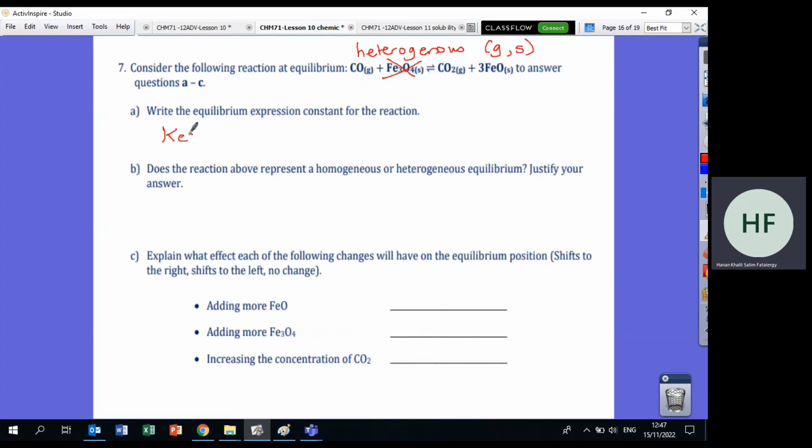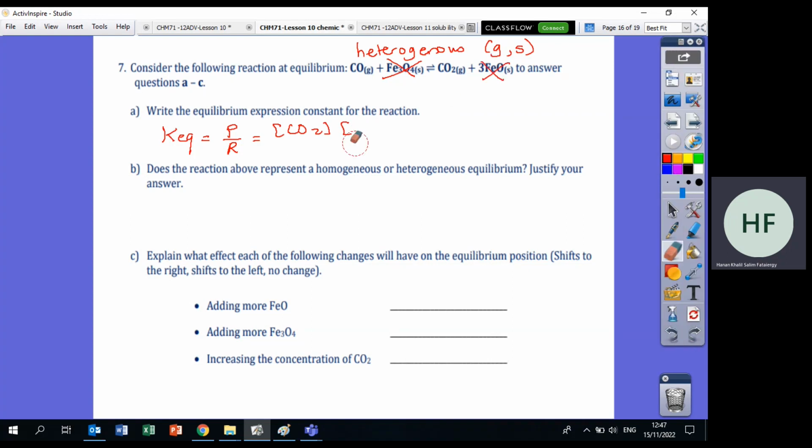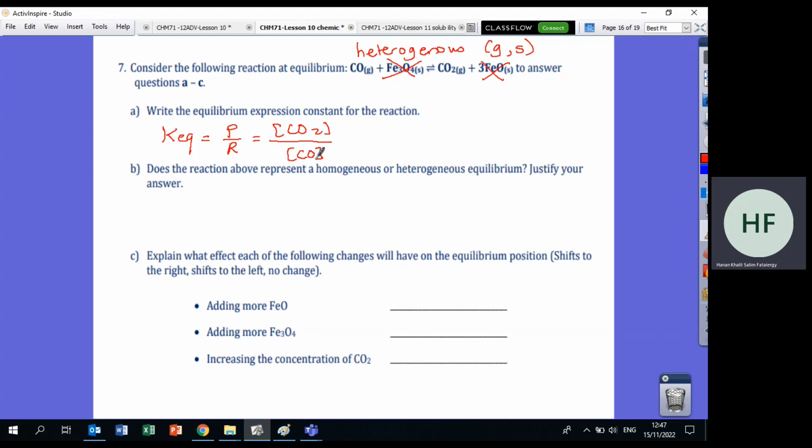Write the equilibrium expression. KEQ will be equal to P over R. Now the products are CO2 and also this one will be cancelled, so only CO2. And the reactants are CO. Is the reaction homogeneous or heterogeneous? Of course, we said it is heterogeneous. Why? Because we have solid and we have gas. We have 2 different states.